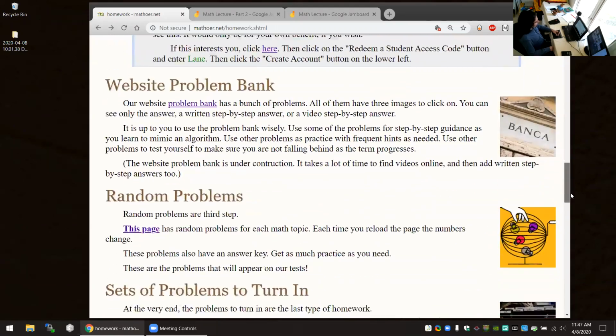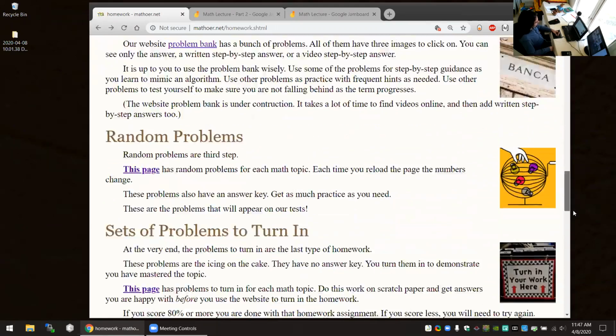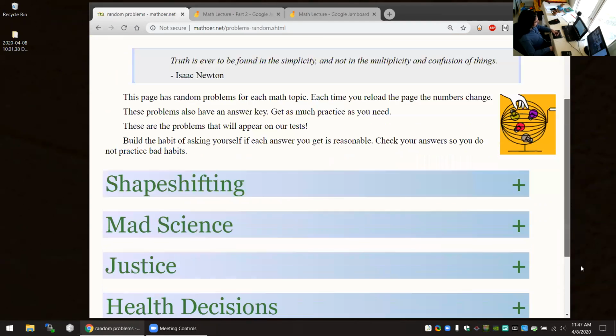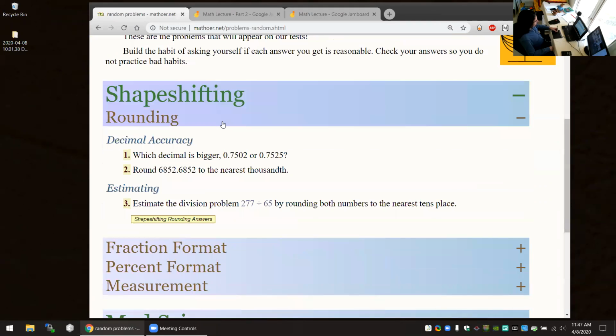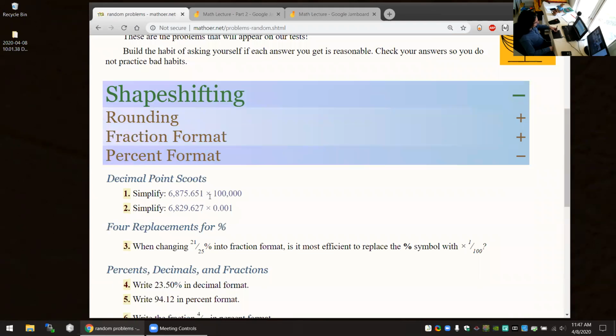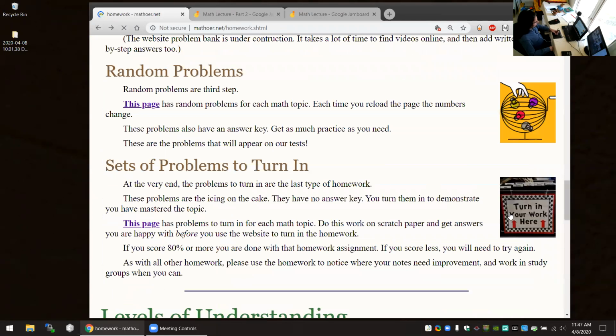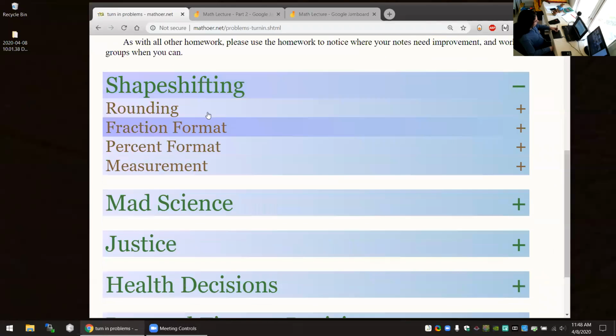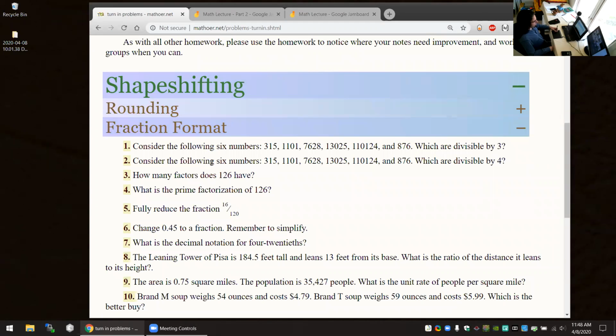When you've done some of those, then the problem bank is still not much there, but try some of the random problems. Those are the ones that will look like the test anyway, in rounding and in fractions. Percent format, you could try some of these scoots, but we haven't done anything below that. And finally, if you think you're ready, then you could do the turn-in problems for rounding, or you could do the turn-in problems for fractions.